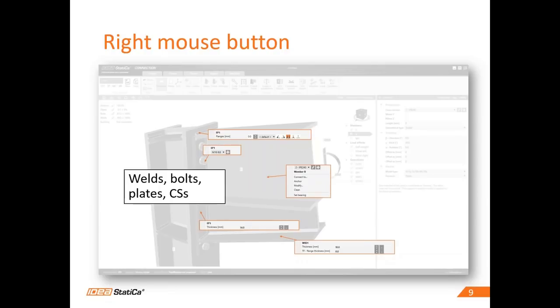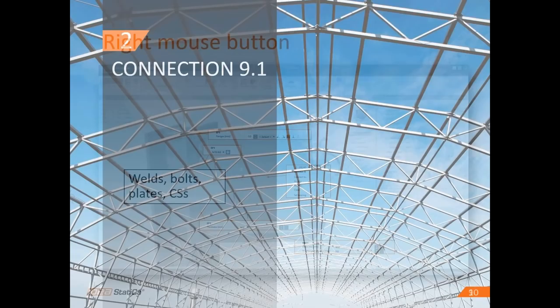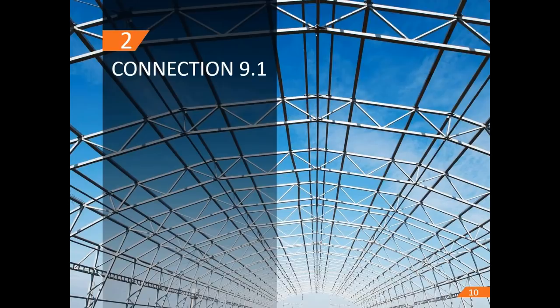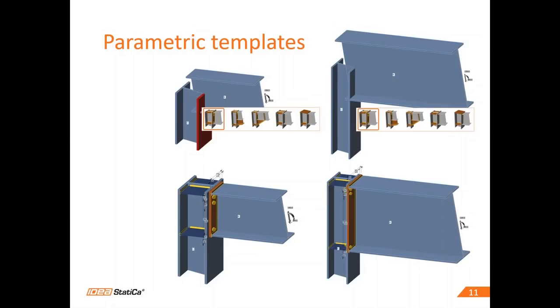All these things help to improve efficiency, and we take another step further in this topic because we want to create a better application. So in Connection 9.1, the main improvements are the parametric templates. The one object templates are now parametric and they can adapt to various cross sections. They can stretch, replace the bolts, adjust the thickness of the plates, for example, which is quite a nice feature.